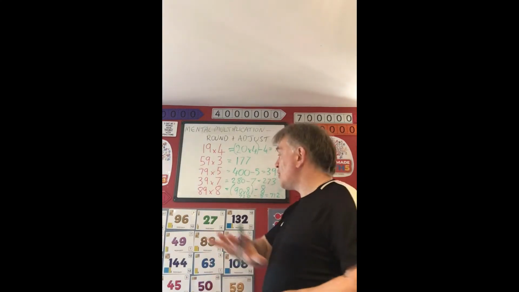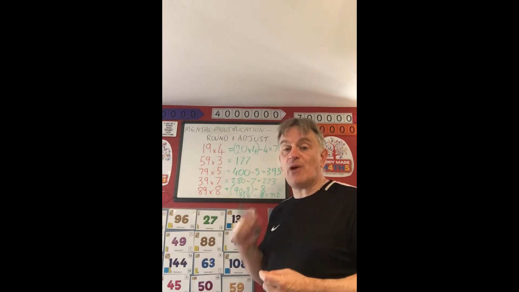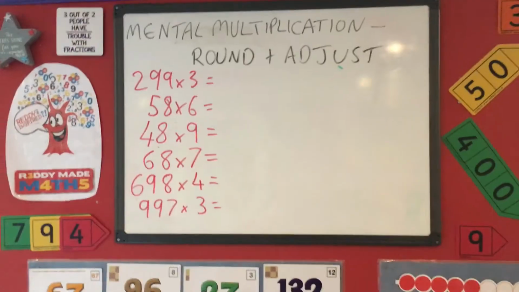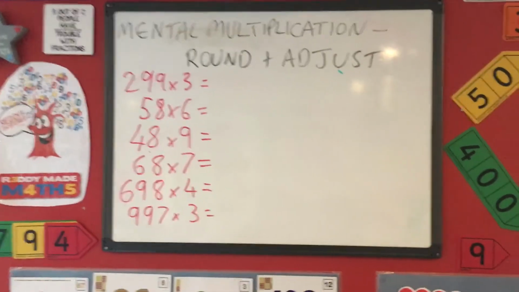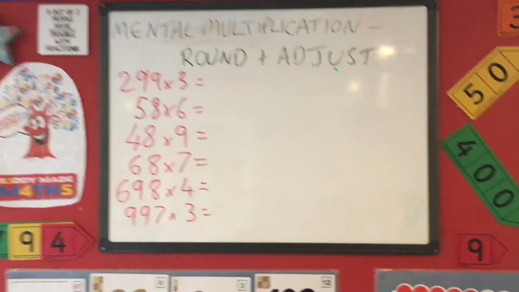What I want to do now is I want to rub all these off. I want to set some new calculations up. I want a quick practice using round and adjust with slightly different numbers. Okay, so these are considerably more complicated. We're now moving really into upper key stage 2, but using exactly the same strategy.